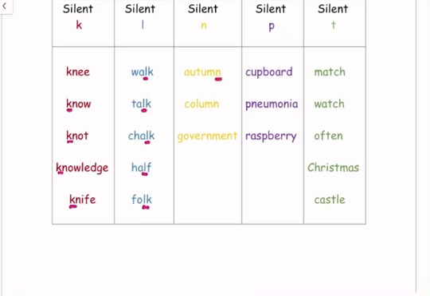Autumn. Column. Government. Silent P. Cupboard. Pneumonia. Raspberry. Silent T. Match. Watch. Often. Christmas. Castle.